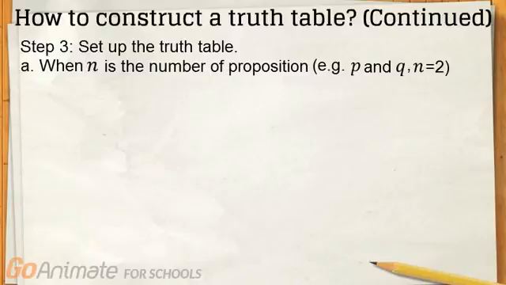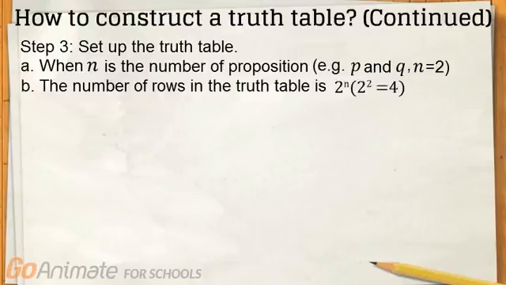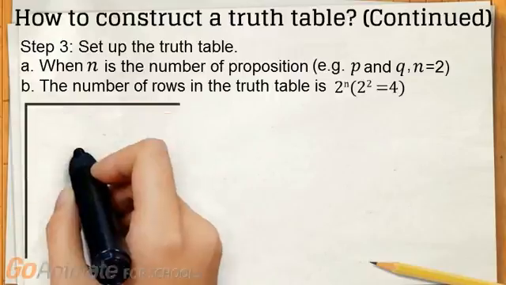When n is the number of propositions, for example P and Q as the variables, then n is 2. The number of rows in the truth table is given by the formula 2 to the power of n. In this case, n equals 2, so the number of rows is 2 squared, which equals 4. Therefore, we will have 3 columns with 4 rows: 2 columns for the two variables P, Q, and the third column is for the conjunction P and Q.